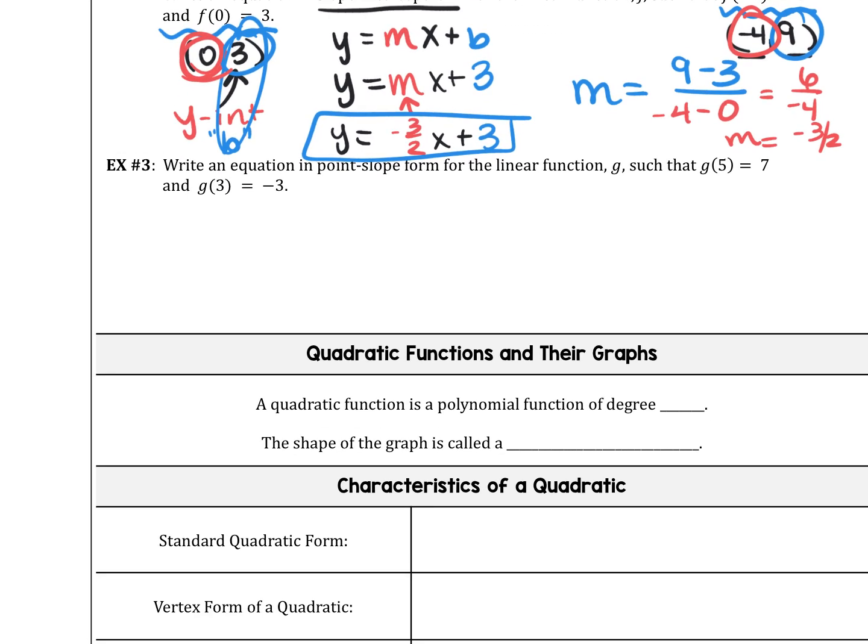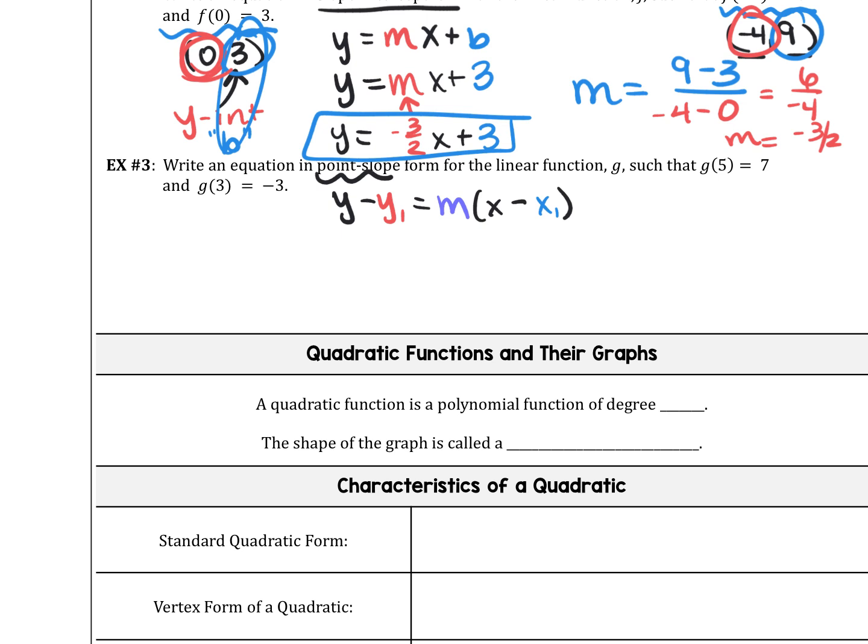Example number 3, write an equation in point-slope form. So remember, point-slope is y minus y1 equals m times x minus x1. So anything in black is going to stay there. The things that we're changing are the values of the slope, or m, and x1 and y1.